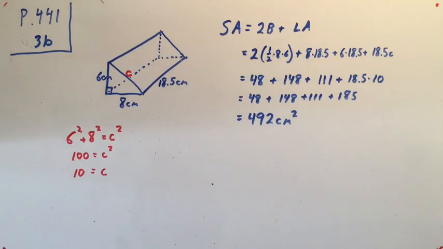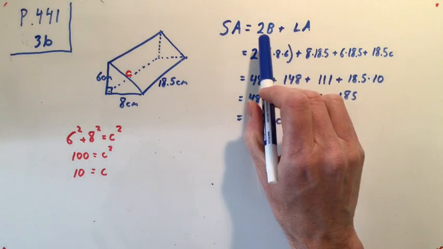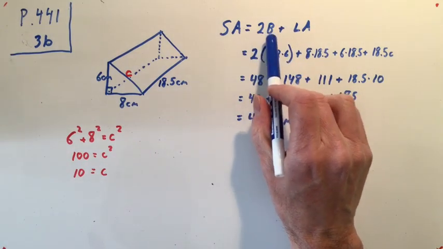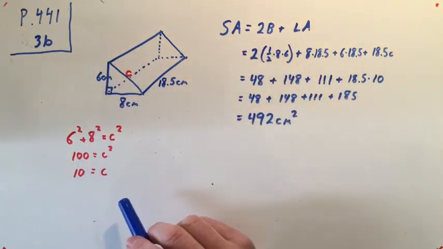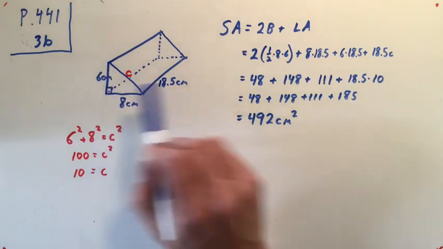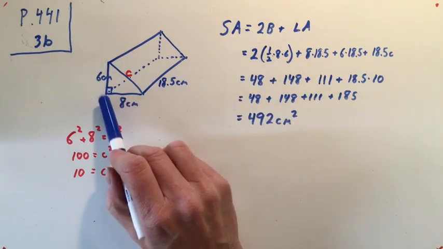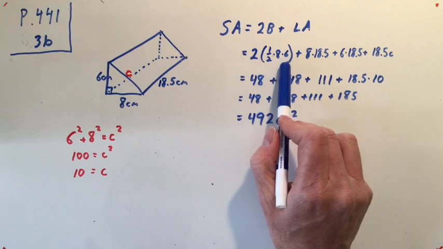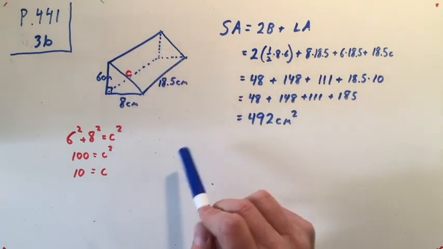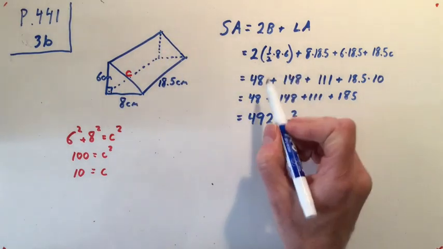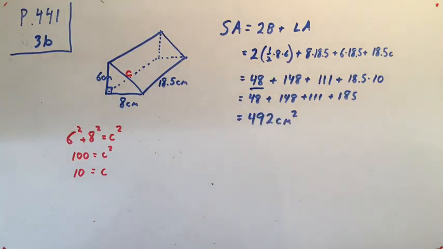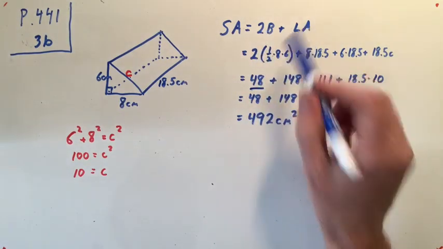Okay, this time we're given a triangular-based prism, and they want us to do the surface area. We're going to have to do a little bit of work this time. The surface area is going to be found by adding the area of the two bases, and the bases in this problem are triangles. So the area of a triangle is 1/2 base times height, so 1/2 times 8 times 6, and we have two of those triangles, so that's where this 48 is coming from. Now those are the base areas, but we need the lateral area as well.